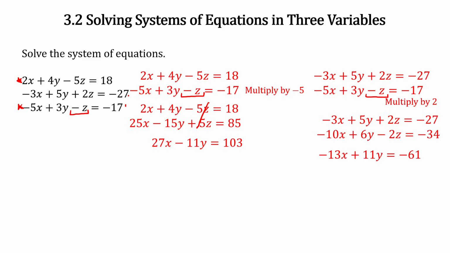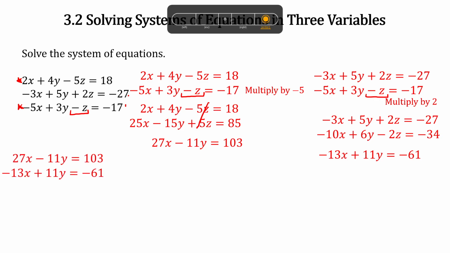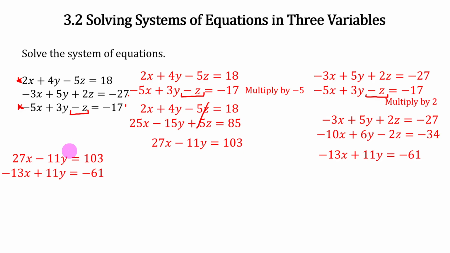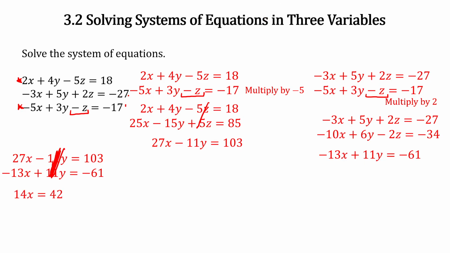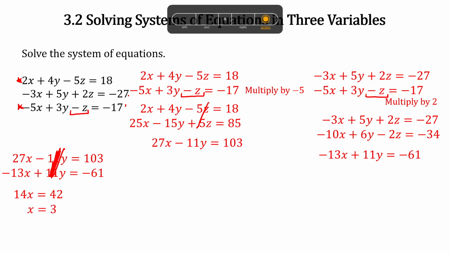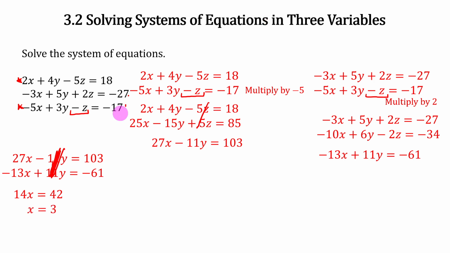So now I stack those, and nice and neat, these are already set. I don't have to multiply anything by anything. These already cancel out. So I have 27 minus 13 is 14, and 103 minus 61 is 42. So x is 3.